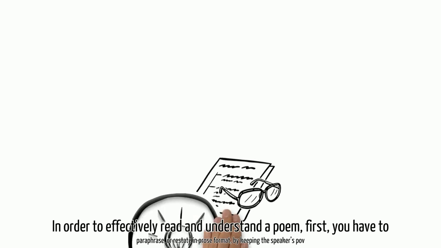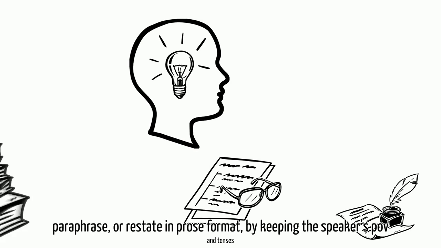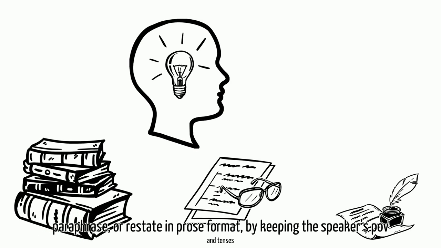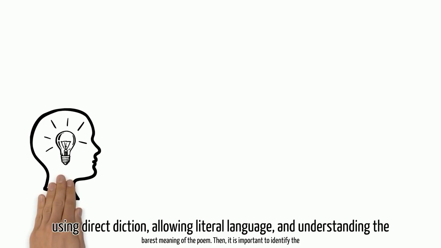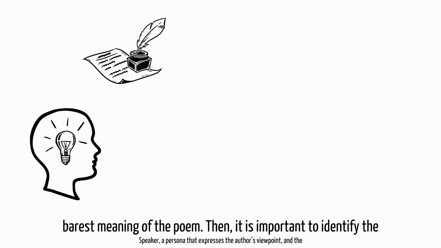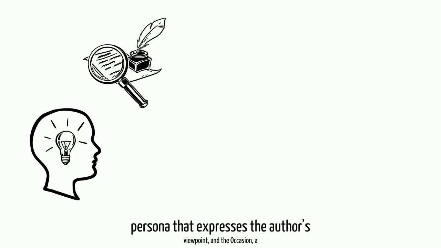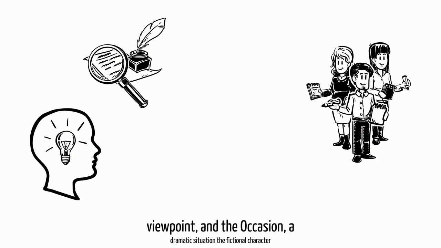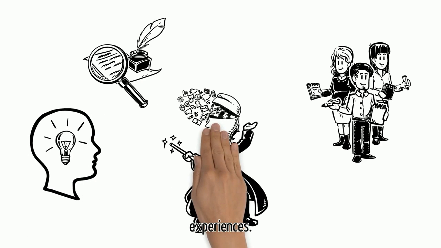In order to effectively read and understand a poem, first, you have to paraphrase or restate in prose format by keeping the speaker's part and tenses. Using direct diction, allowing literal language, and understanding the barest meaning of the poem. Then, it is important to identify the speaker, a persona that expresses the author's viewpoint and the occasion, a dramatic situation the fictional character experiences.